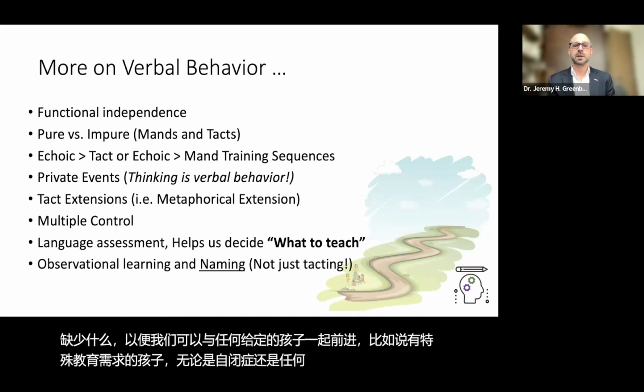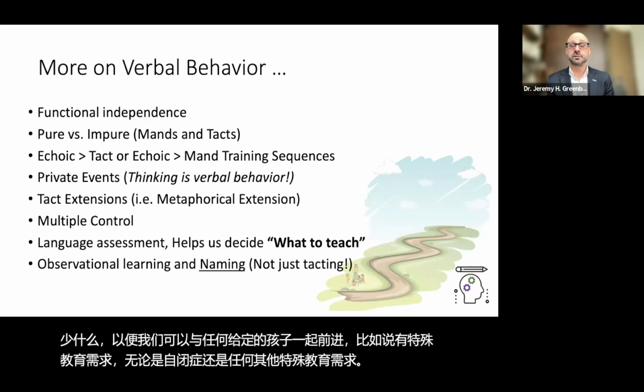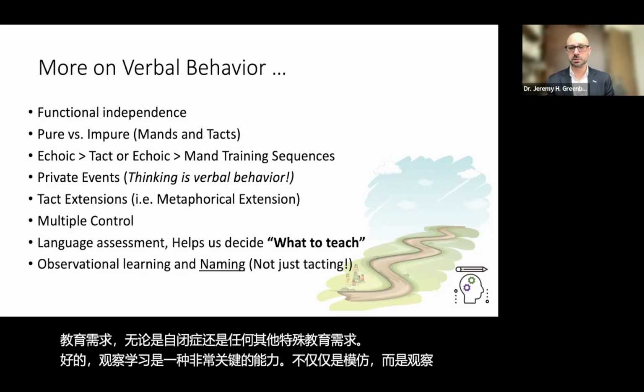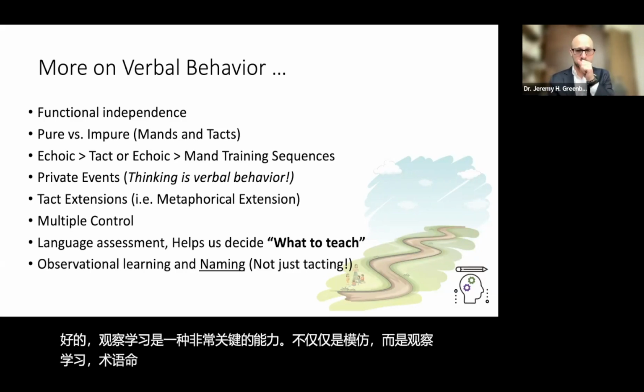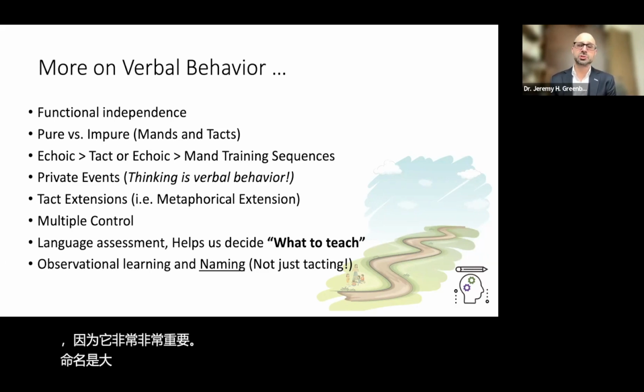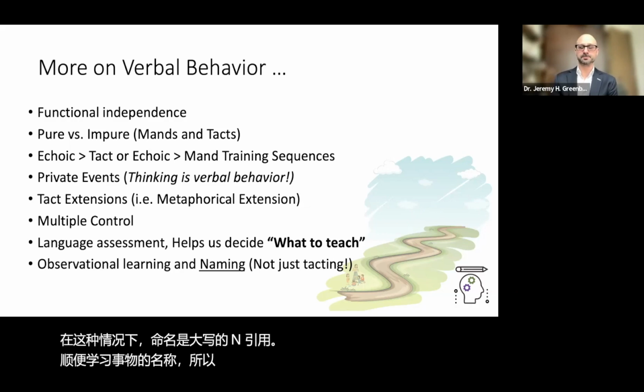Okay, observational learning is a very critical capacity, not just imitation, but observational learning. And the term Naming is here on this slide, with a capital N. I want to talk for a second about that because it's very, very important. Naming, with a capital N in this case, refers to learning the names of things incidentally. So I'm going to explain that for a bit.